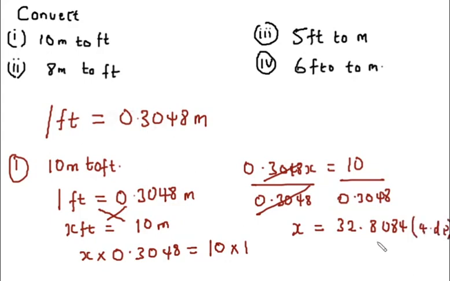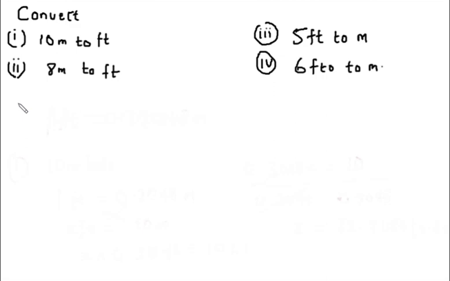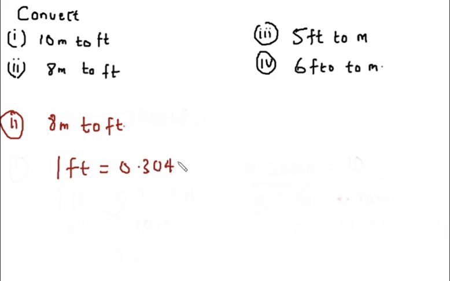Let's take another example for you to understand more. For our second example, we have 8 meters to feet. Now I'd like you to pause the video and try this one out yourself. We are going to do it the same way we did the other one. 1 foot is equal to 0.3048 meters. This implies that x feet is equal to 8 meters.